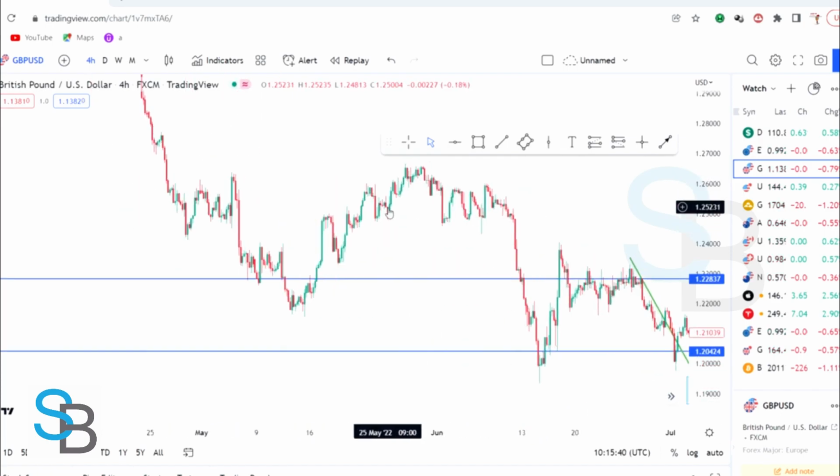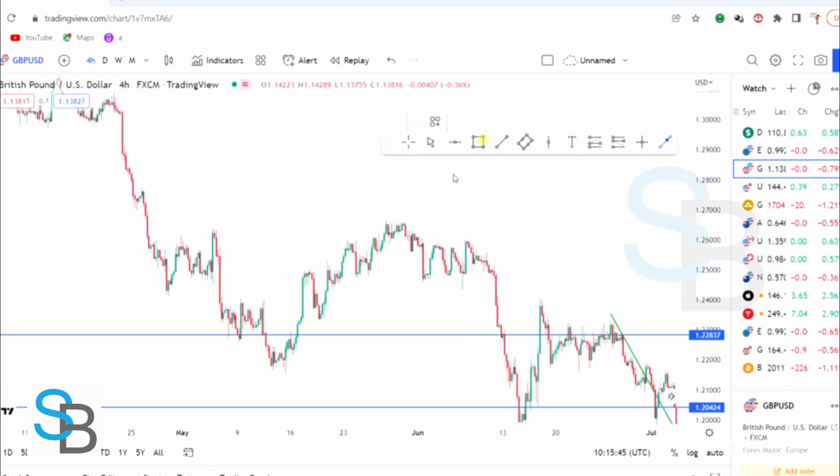Now we can look at even more examples. I think I've spotted one again. Let's just draw it out. This is the head. This is the left shoulder, and this is the right shoulder.